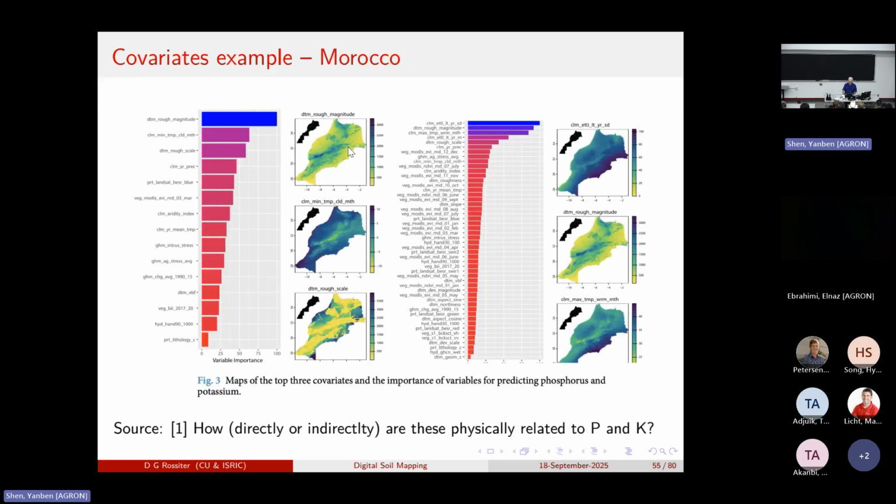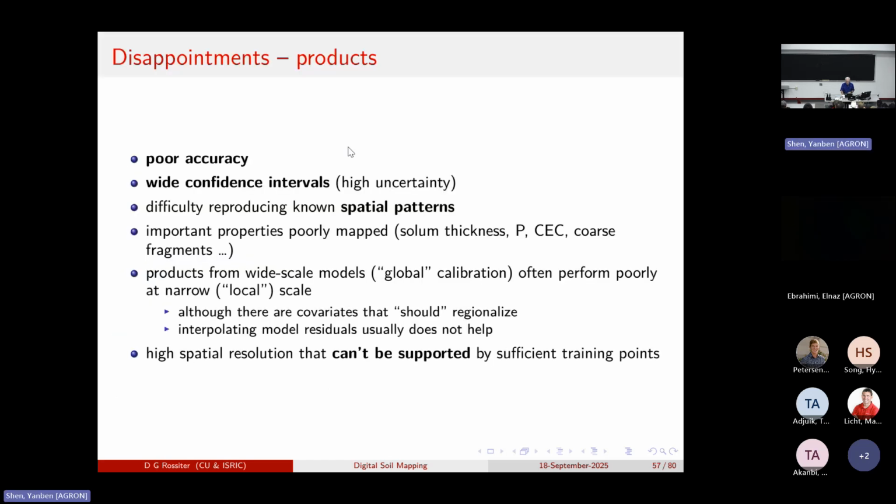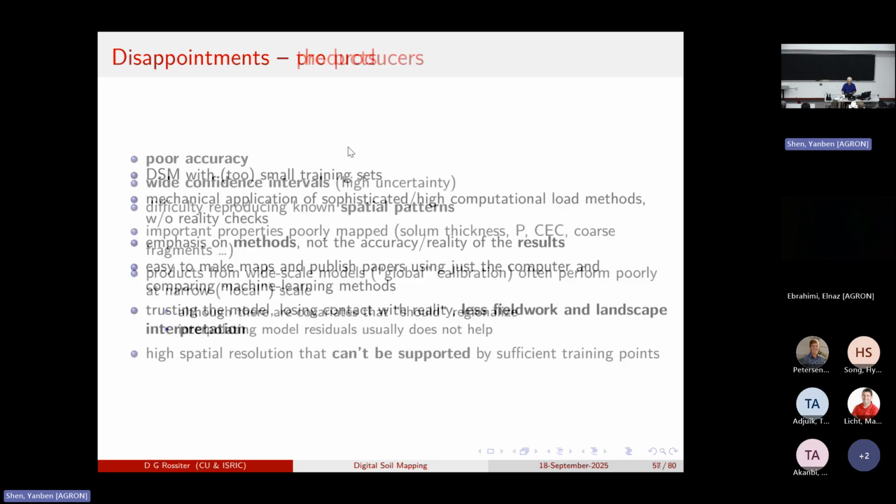And this is from the Moroccans, and I wonder why: climate minimum temperature of the cold month, temperature range, climate year precipitation. Why does MODIS EBI in March come out? Why are these things? Disappointments, I mentioned these; I'll go back to this. I talked about this already, so it's just a little bit of a summary there. One I didn't mention there, this is the fourth one. The fifth one is that products from wide scale maps, like a global map, often perform poorly at local scale, even though the theory should be able to work all right.